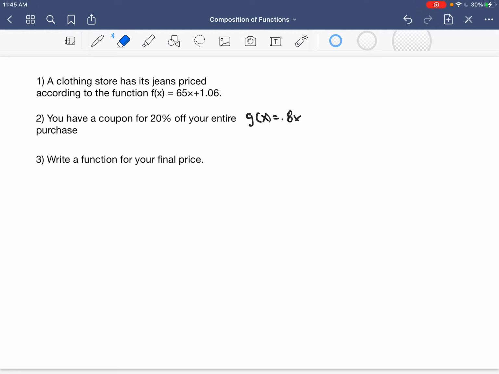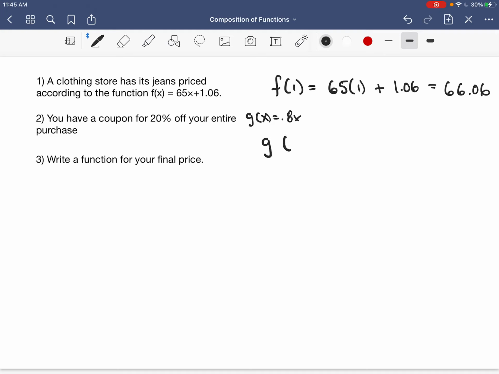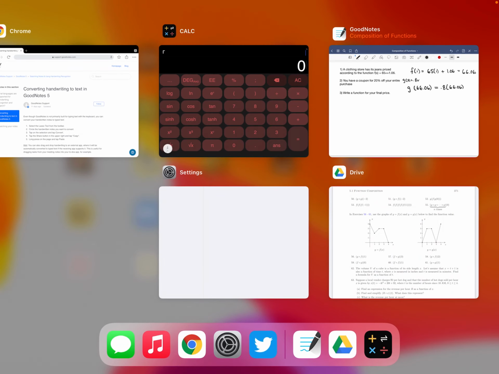So if you buy the jeans, however many you buy, say we buy one pair of jeans. We know f of 1 is going to equal 65 times 1 plus 1.06, which equals 66.06. Don't freak out. And then the discounted price is going to be g of 66.06, which is 0.8 times 66.06. Now, I'm not that great at math, so let's go to the calculator.